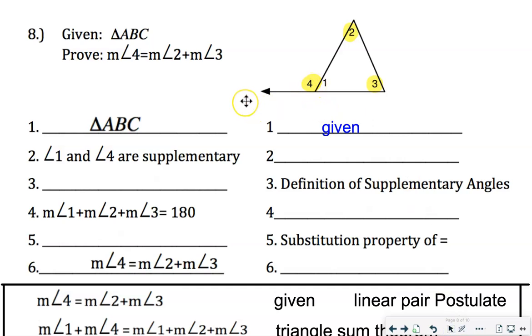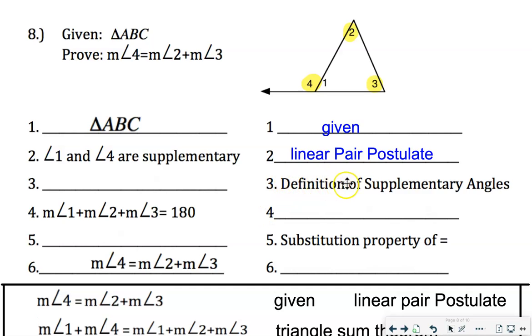So let's look at each one step by step. Angle 1 and angle 4 are supplementary. Here's angle 1, here's angle 4. Why are they supplementary? Well, because they form a straight line. They're a pair of angles that form a straight line. That's the linear pair postulate.